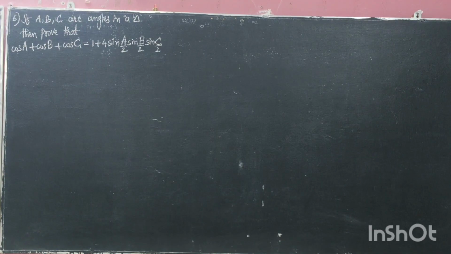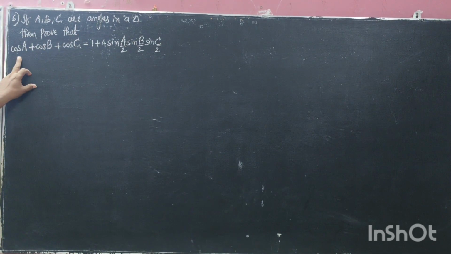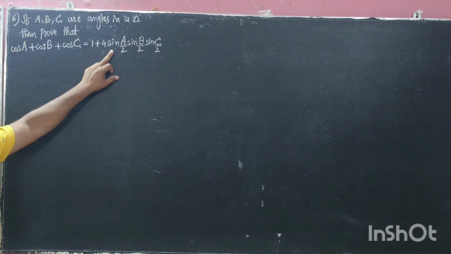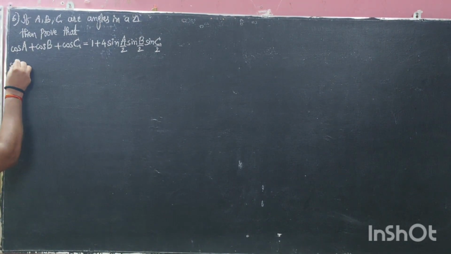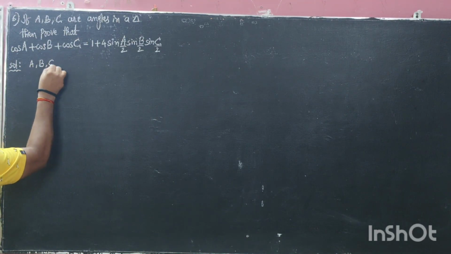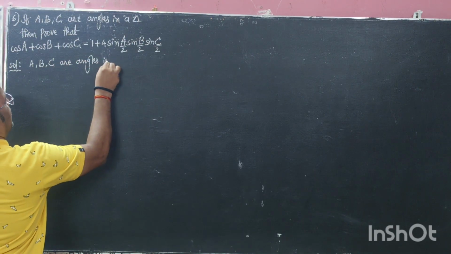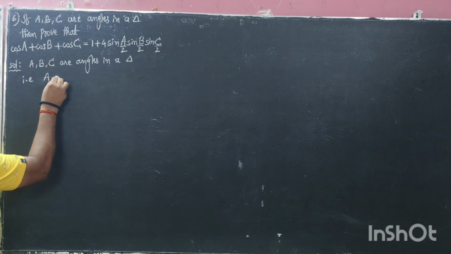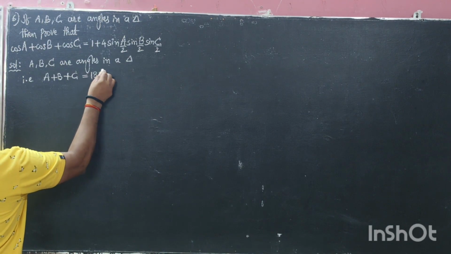The next problem is: if A, B, C again are angles in a triangle, then prove that cos A plus cos B plus cos C equals 1 plus 4 sin A by 2 sin B by 2 into sin C by 2. So the solution again has the same condition as the previous problems. Given is A, B, C are angles in a triangle, that is, the sum of interior angles equals 180 degrees. So capital A plus capital B plus capital C equals 180 degrees.